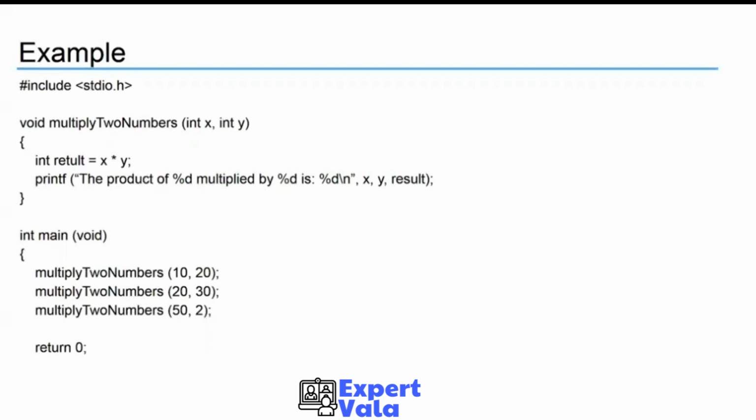Also notice that we can now use this function again with different data values, 20 and 30, in our second line here in the main function. And then we call it a third time to multiply 50 by 2. It's very useful to be able to do this, to create a function that takes different data, making it reusable and flexible.